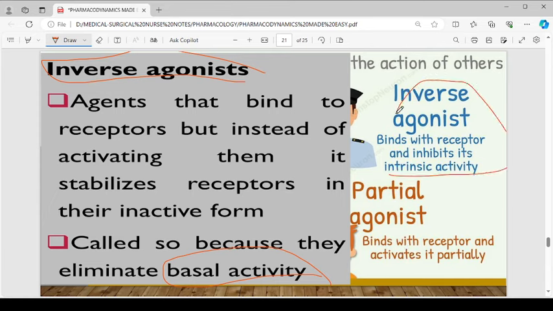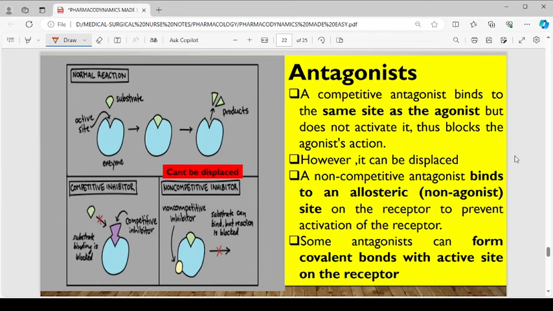This is what we refer to as the inverse agonist. Inverse agonist is here for our case in this presentation. Okay, so let's look at antagonists now.